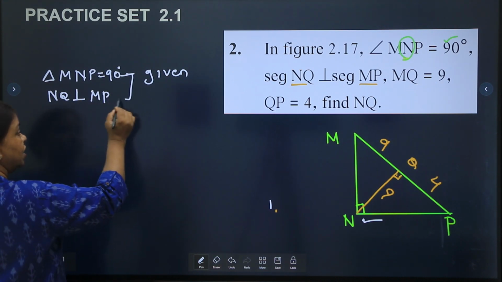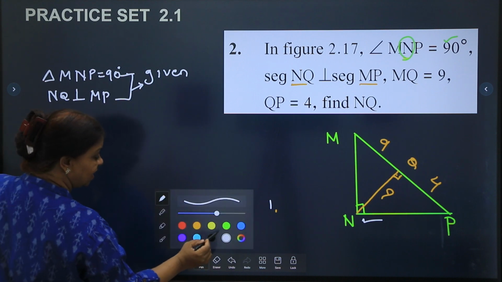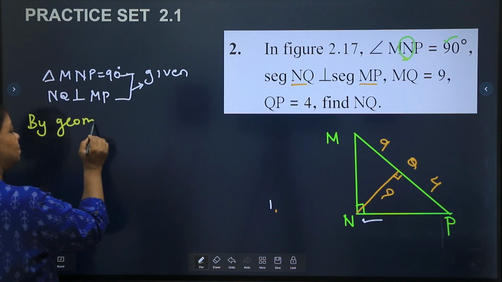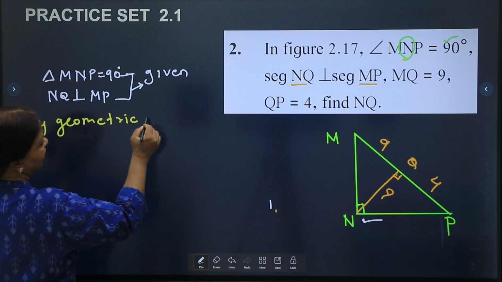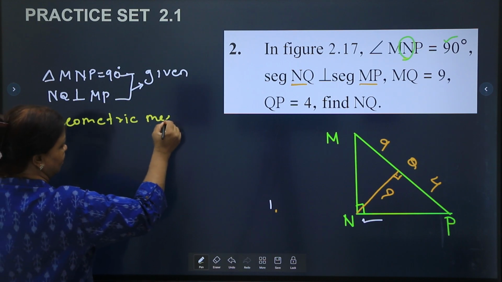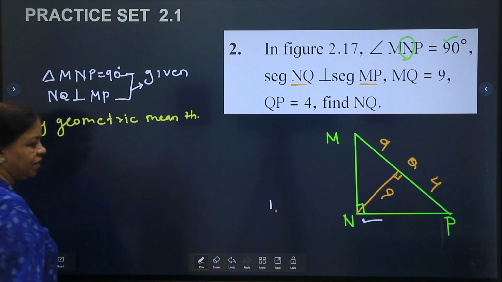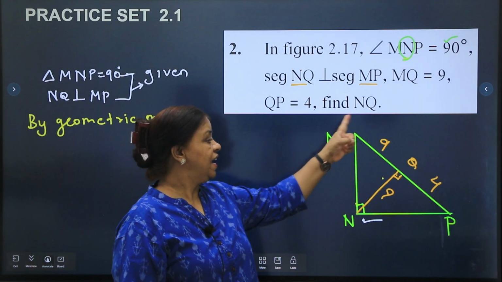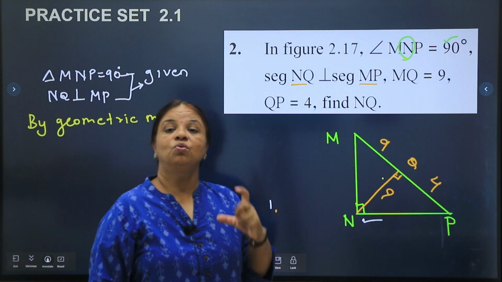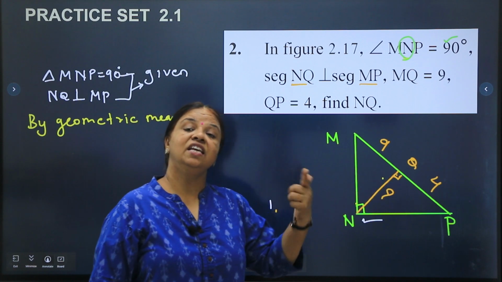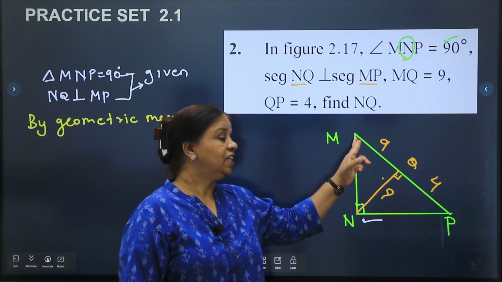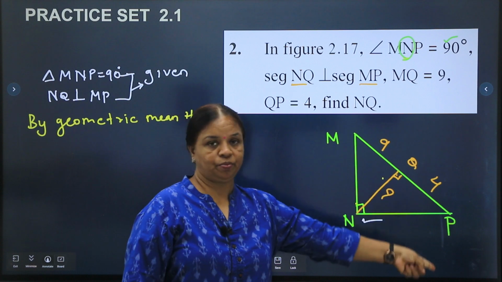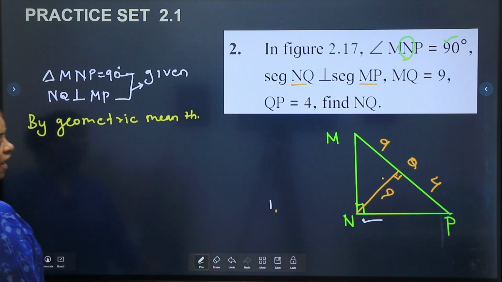This is also given. So if it is given like this, then by which theorem? Geometric mean theorem. And what is geometric mean theorem? Square of the perpendicular side is equal to the product of the divisions made on the hypotenuse. Which are the divisions? MQ and QP.